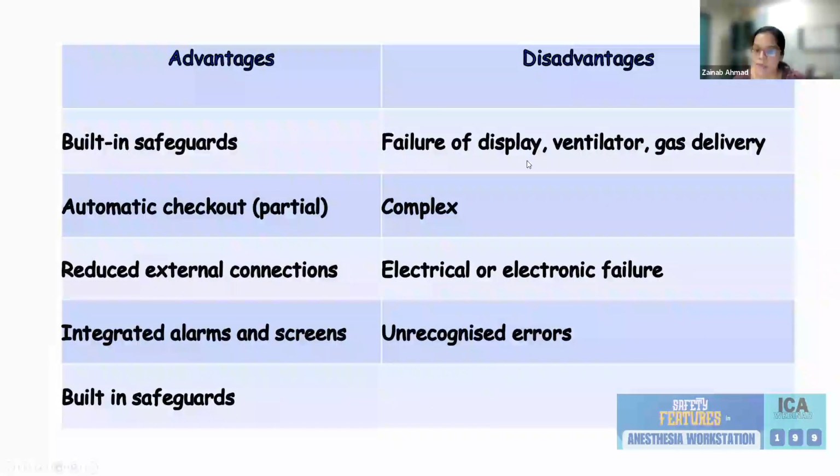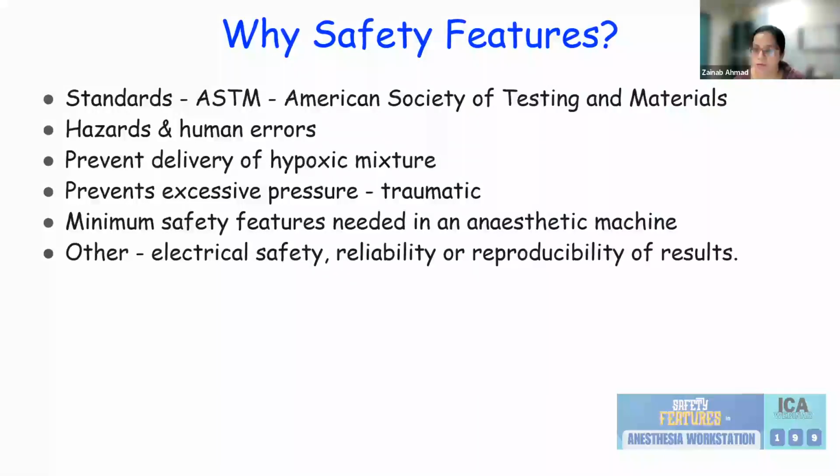But there can be a time when there is a failure of display. There can be an electronic failure. These systems are complex, so you have to be very well versed in the working of these machines. Also, you can have a lot of unrecognized errors because you may not be aware of some of the errors and the proper functioning of the machine. So that is why it is a must for us to know what parts of the machine help you keep your patient safe.